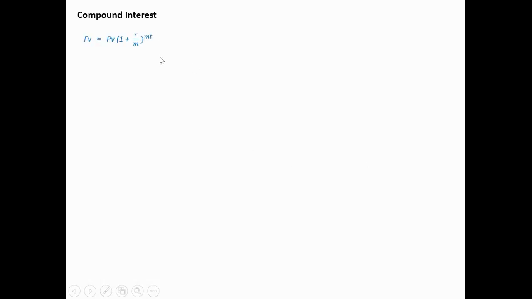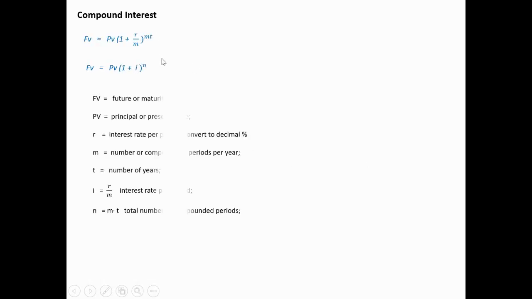Okay, now this is compound interest. This is 5.2. Here it tells you what every variable means, guys. The FV stands for the future or maturity value. I call it the future value. The PV is called the principal or present value. The r is the interest rate per period, converted to decimal. The m is the number of compounding periods per year. The t is the number of years. The i will be r divided by m, which is the interest rate per period. And the n is equal to m times t, which is the total number of compounded periods.